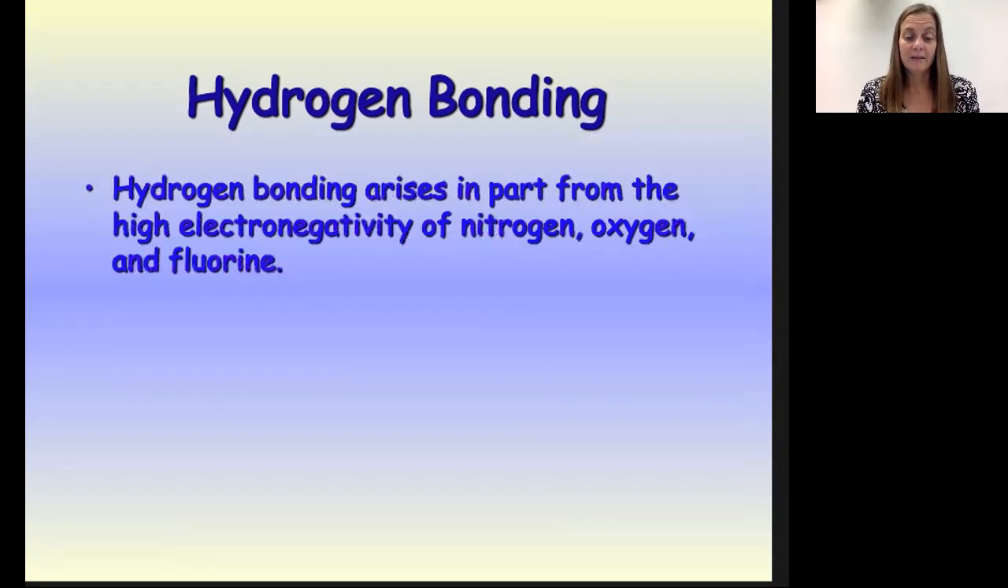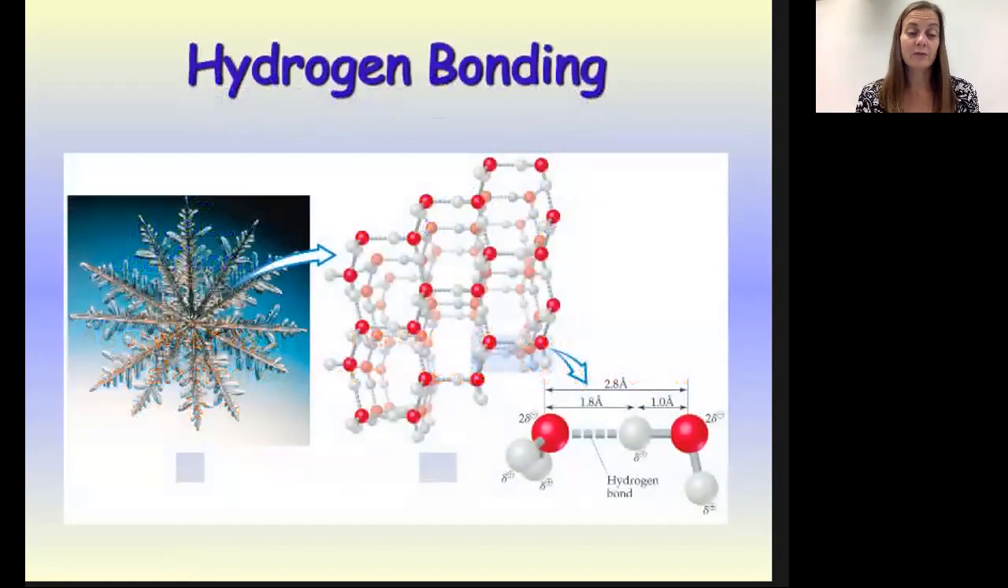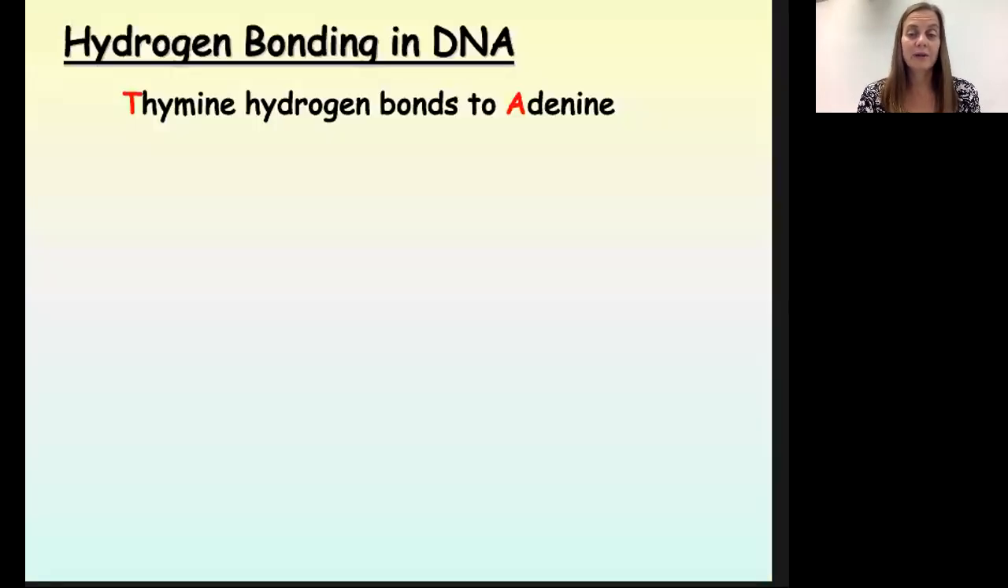It happens because of that high electronegativity. So we essentially have a bare hydrogen nucleus, which is then attracted to other electronegative atoms. Hydrogen bonding is responsible for a lot of things that we see around us. Hydrogen bonding is responsible for the structure of snowflakes. It is responsible for the fact that ice is less dense than water. Hydrogen bonding is incredibly important in biology.